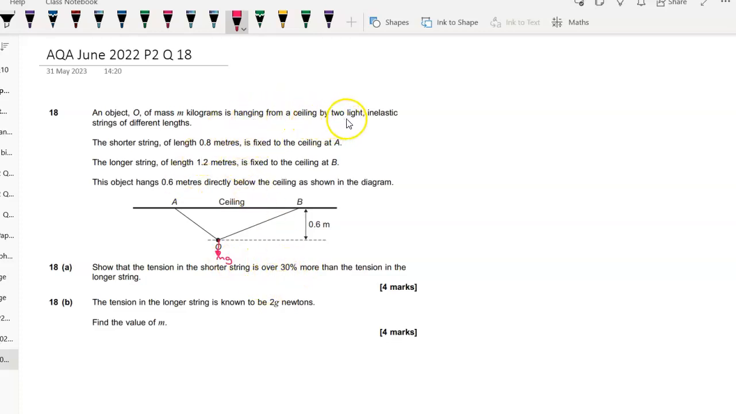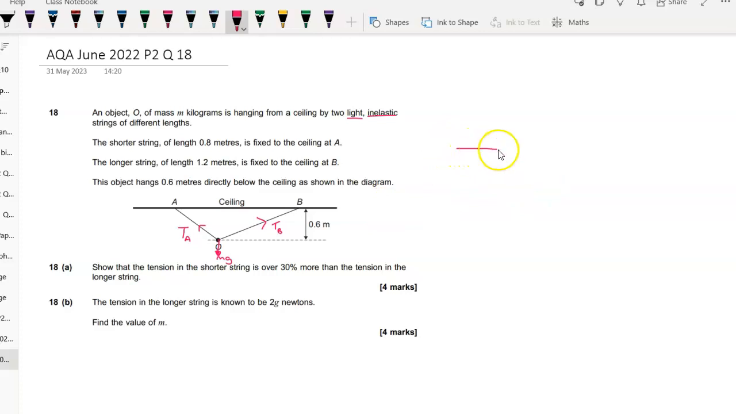It's hanging from a ceiling by two light inelastic strings of different lengths. So, the light, we can ignore the weight of them. Inelastic, we can assume they're not stretchy. So, the tension in this one will be acting that way. Should we call it TA? And the tension in this one will be acting up that string because they're trying to stop O from falling down. Okay, the shorter string of length 0.8 metres is fixed to the ceiling at A. The longer string of length 1.2 metres is fixed to the ceiling at B. And we have a height here.